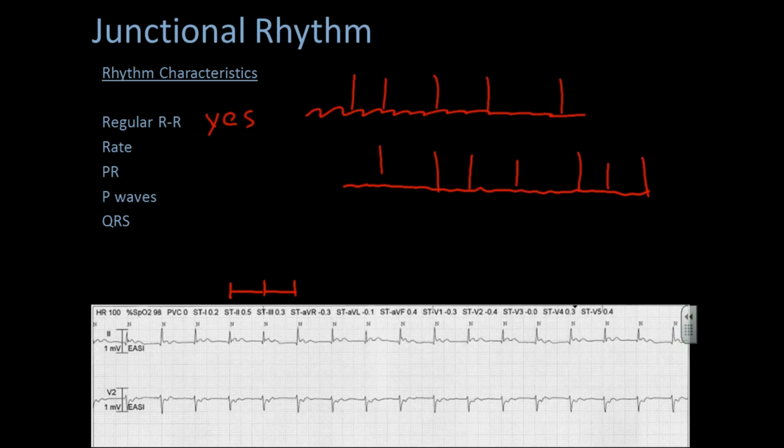So if the R to Rs are perfectly regular and you don't see any P waves, and the QRS of course is relatively narrow, you're probably looking at a junctional rhythm. But if the R to Rs are extremely irregular, then you may want to consider fine AFib. That's really what I'm looking for when I check the regularity of these. Okay, so rate. Once again, the computer tells us it's 100 beats per minute.